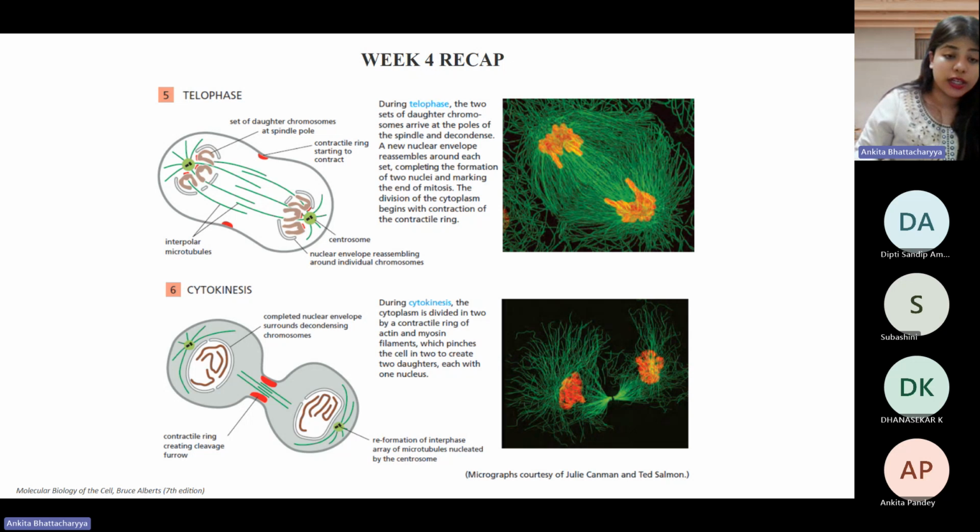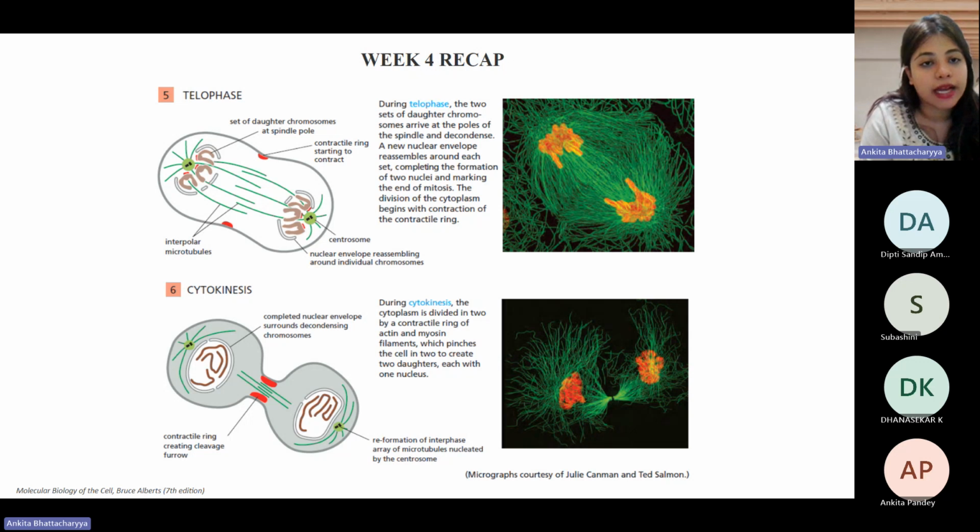So once the nuclear division has occurred, which is karyokinesis, the next step is cytokinesis, and that is division of the cytoplasmic material, and this division will begin with the initiation of the contractile ring. So we'll come to that a little later.